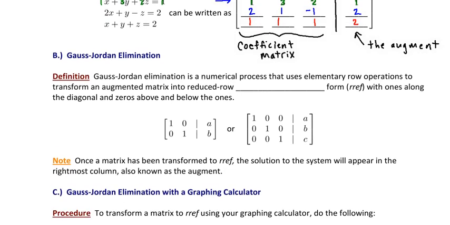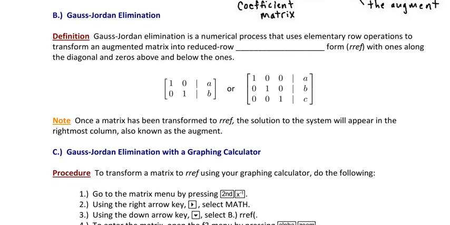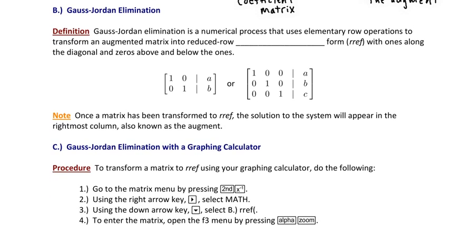That method is called Gauss-Jordan elimination. Gauss-Jordan elimination is a numerical process that uses elementary row operations to transform an augmented matrix into reduced row echelon form, also called RREF by our calculator, with ones along the diagonal and zeros above and below the ones. Okay, that was a lot of information.